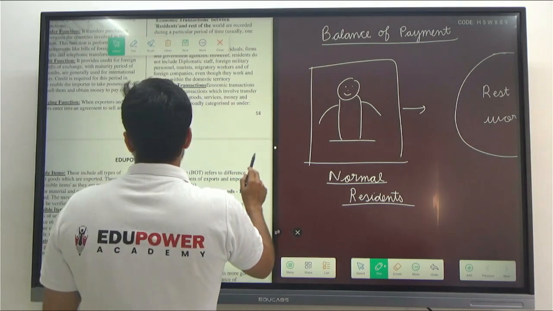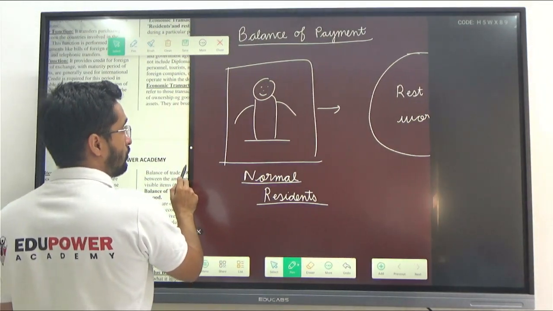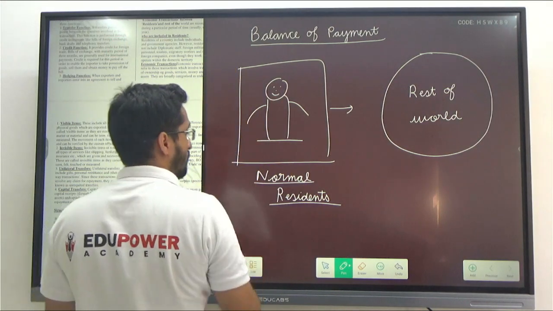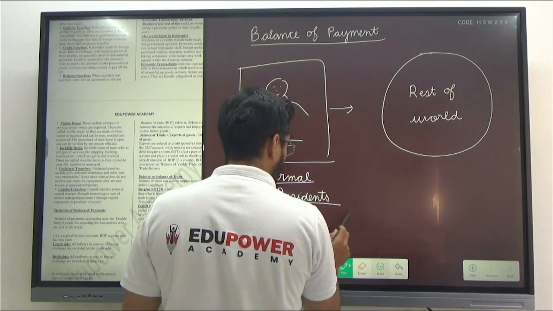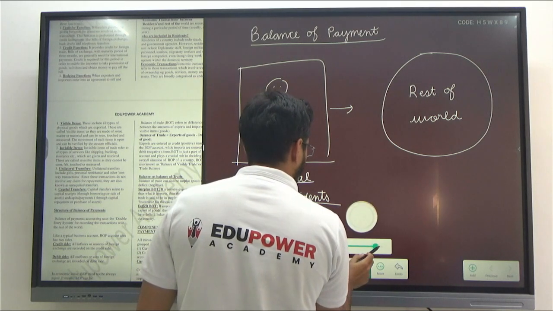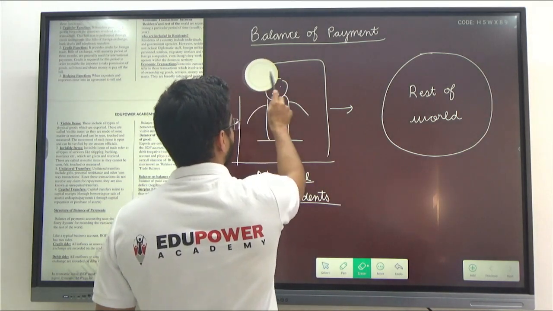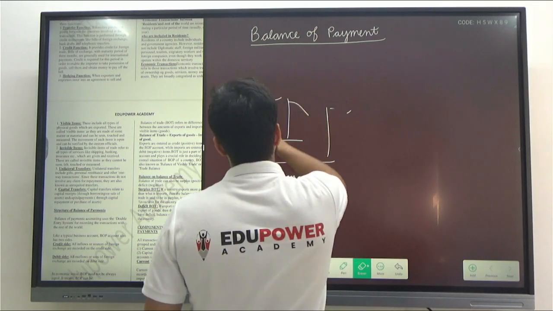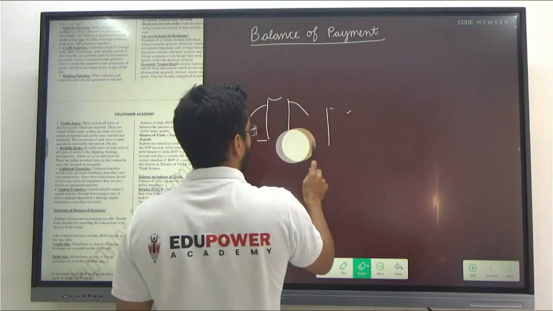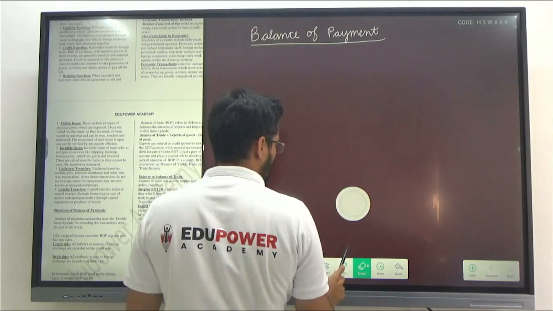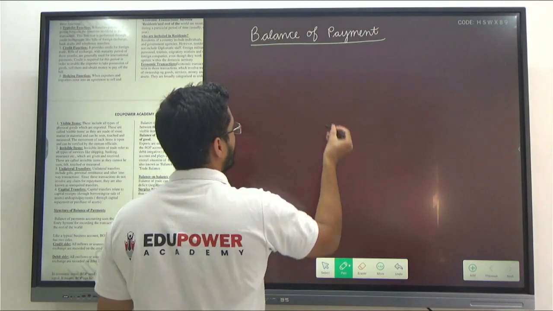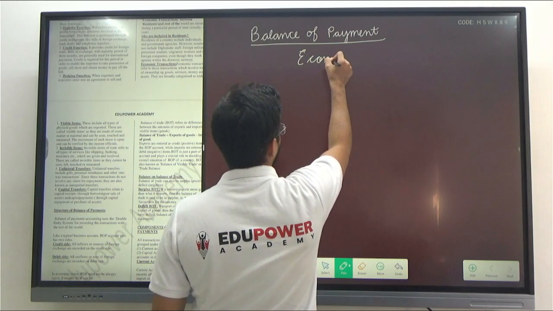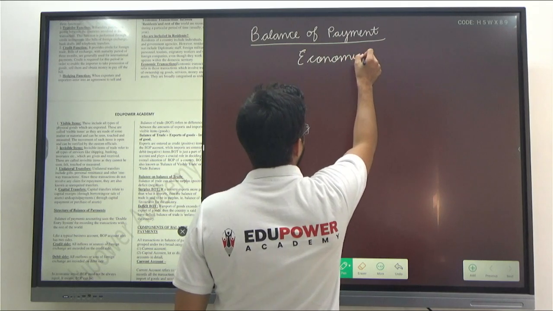Now, what all economic transactions are there? We will just have a look at the different types of economic transactions. I will just erase it. So basically what we are studying is a summary statement between the normal residents and the rest of the world. Now we are going to study the different kinds of economic transactions, what kind of transactions are possible.